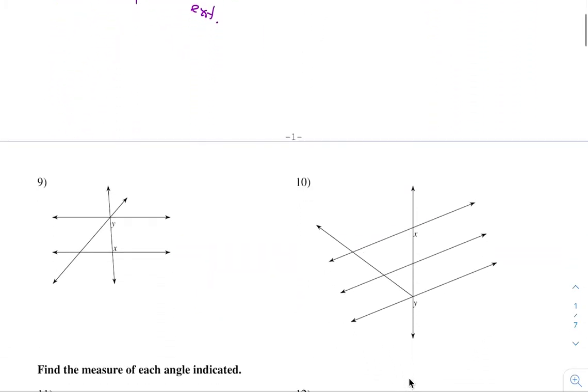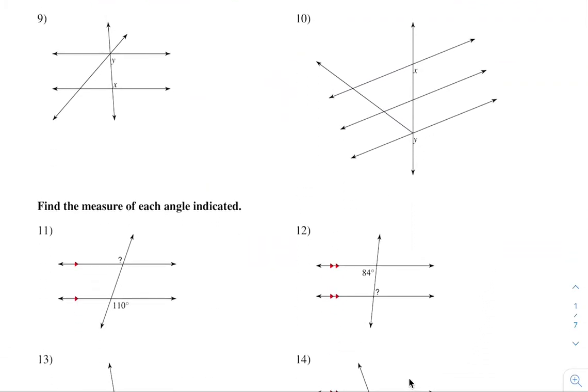Okay, moving on. Number 9. So I'm focusing on these two lines and this one. If you focus on that, then they are both interior angles and they are on the same side of that transversal. So as a result, same side interior angles.